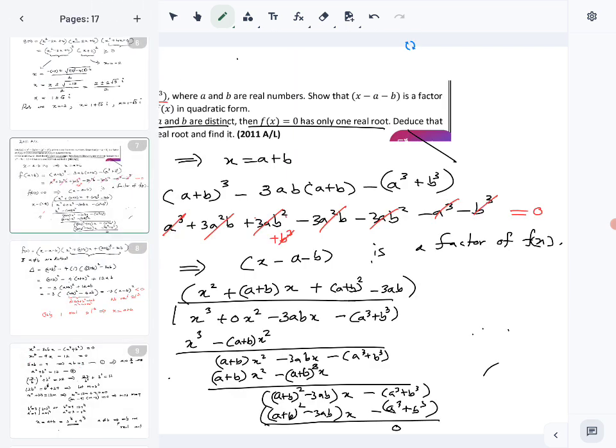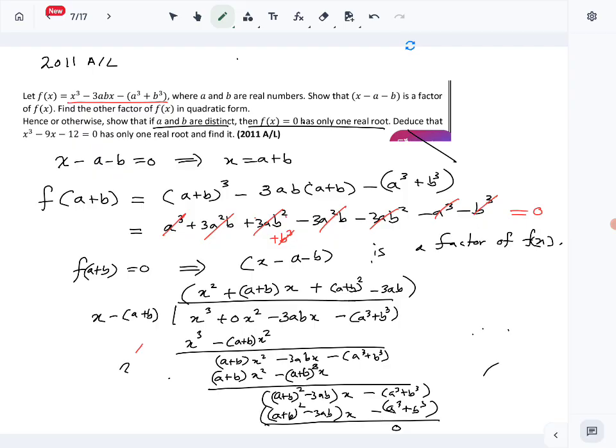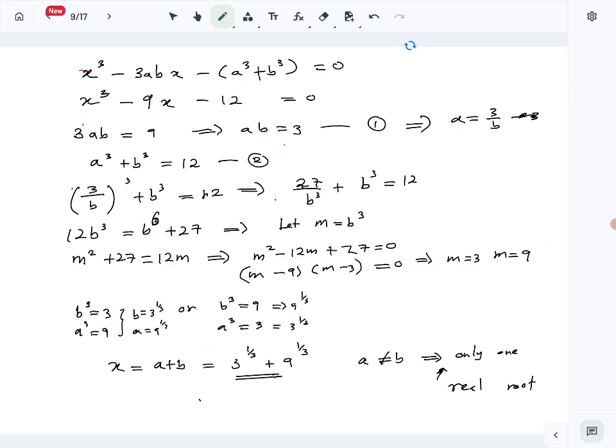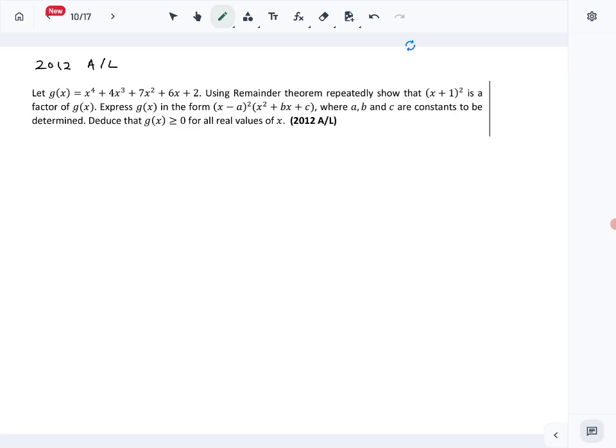Number 7, the 2011 question. Right. So now let's look at the 2012 A level question. So what is given here? A quartic function is given. Using remainder theorem repeatedly, show that x plus 1 squared is a factor of g(x). Right.